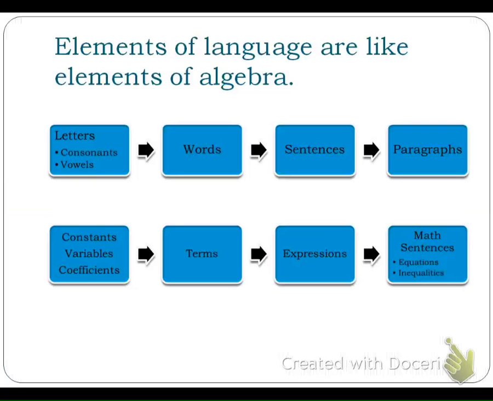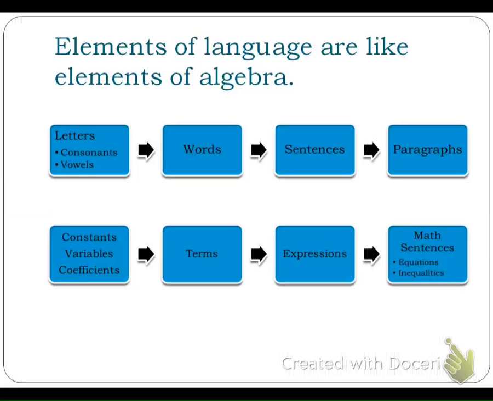The key words in algebra are like the key elements of the English language. When you first started learning the English language, you learned about letters and maybe learned that ABC song. You found out that there's two different types of letters, consonants and vowels, and when you put those together, you made words. When you put those words together, you created sentences, and sentences together to create paragraphs. Algebra is built the same way.